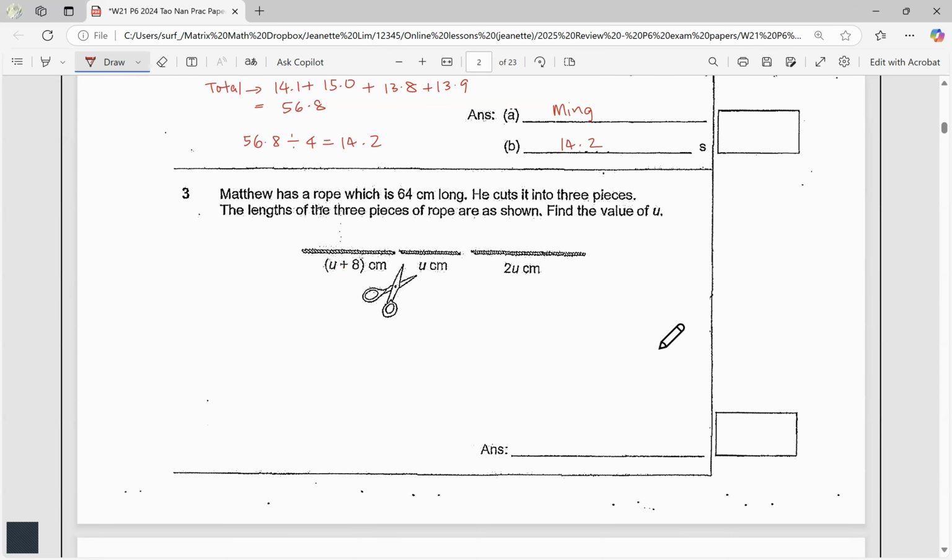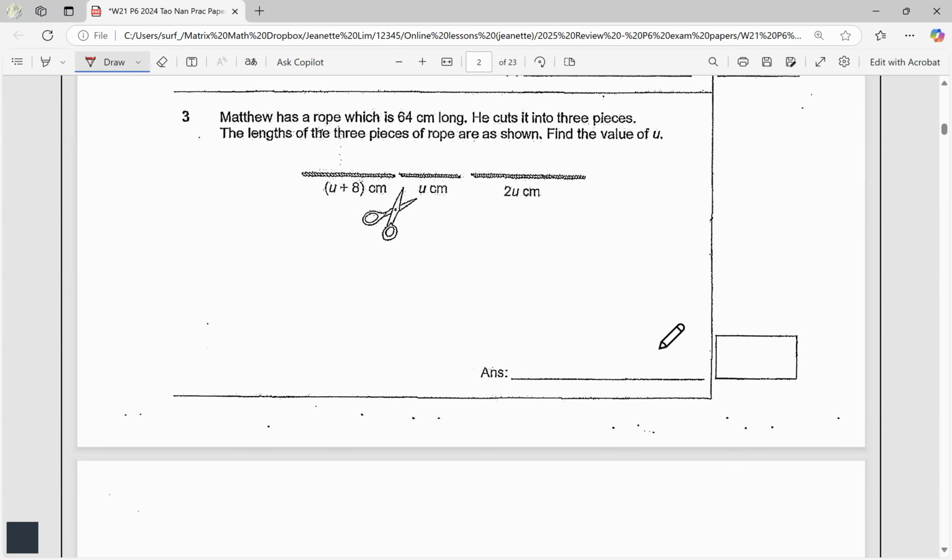Next, question 3. Matthew has a rope which is 64 cm long. He cuts it into 3 pieces. The lengths of the 3 pieces are shown. Find the value of U. What we know about the 3 ropes is the total length. So when I add them up, U plus 8 plus U plus 2U, this will give us 64.